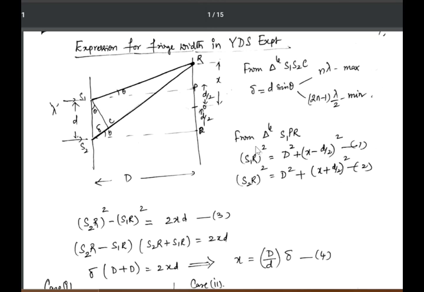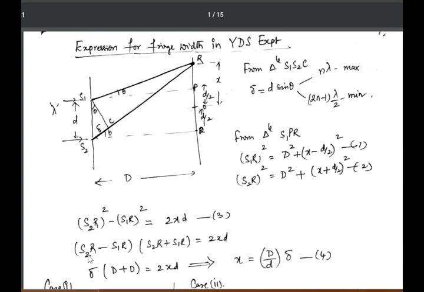Similarly, we can write from the other right angle triangle, S2R square will be equal to D square plus (x plus d by 2) whole square. That is equation 2. So now from equations 1 and 2, we can write S2R square minus S1R square will be equal to 2xd. You simplify this, you will get 2xd. So now use the formula a square minus b square, which is (a minus b) into (a plus b). We can write this step.